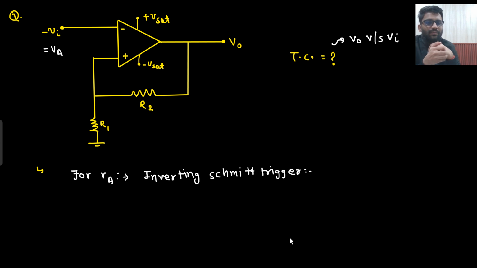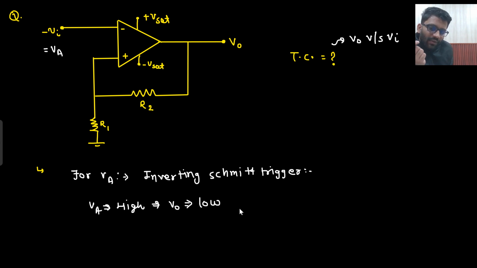Say yes or no. So now what do we say? If your VA is high, then your V out will be low. This is the meaning of inverting Schmitt trigger. If VA is high, then V out will be low.